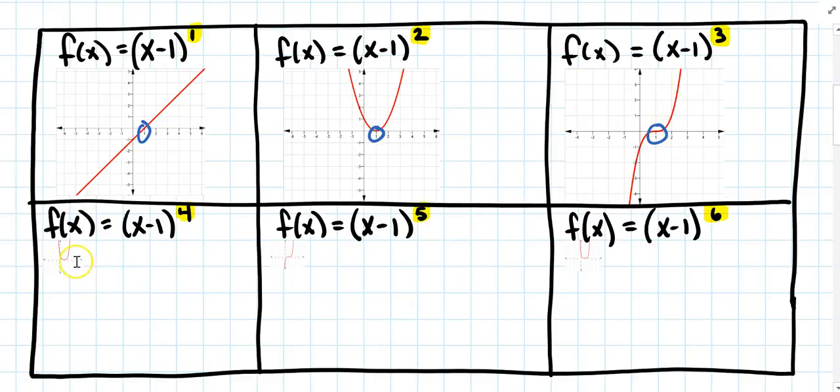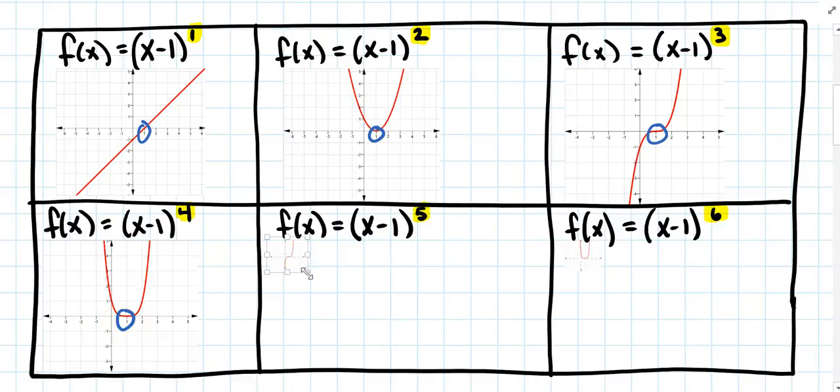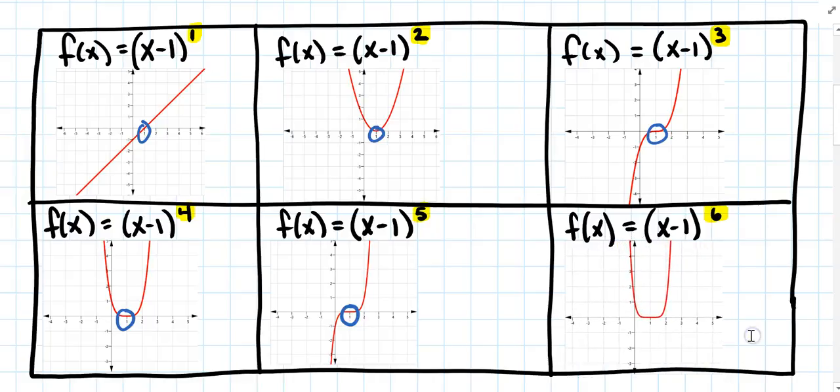Okay, x minus 1 to the fourth. Notice that, again, the zero is located at 1, but it's not quite as neat as a squared. It bounces and turns around at 1. Okay, x minus 1 to the fifth. Again, we know that the zero here is located at 1, and it passes through, and it's a little bit flatter than x minus 1 to the third. And this last one, x minus 1 to the sixth, looks a whole lot like x minus 1 to the fourth, except it's even a little flatter around the zero of 1.